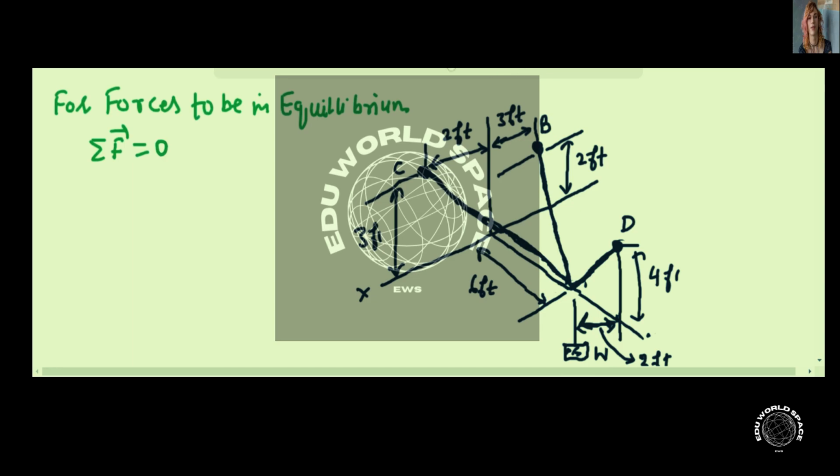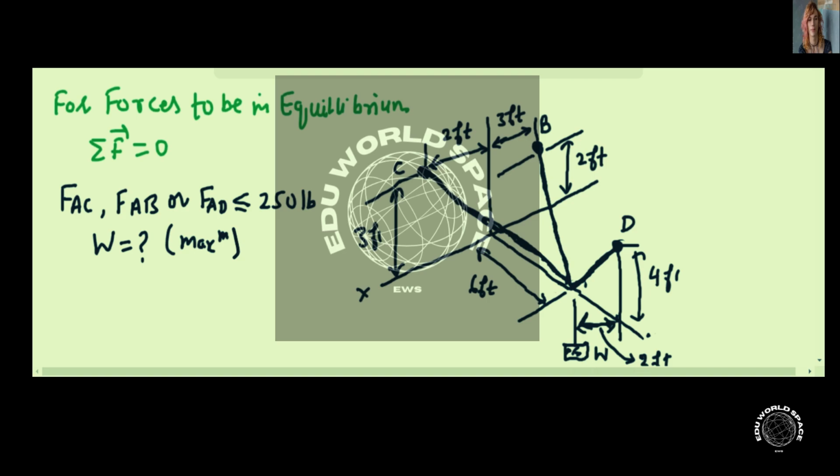Now, discussing the problem, the question is saying: if the force on the cable AC, AB or AD each cannot exceed more than 250 pounds, then how much will be the maximum weight of the carrot that we have to find? Let us start solving.